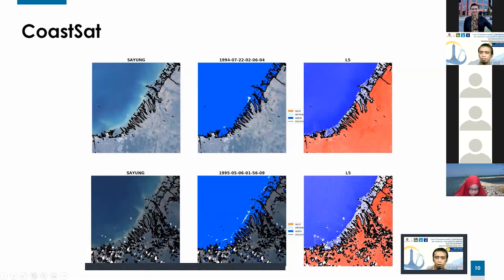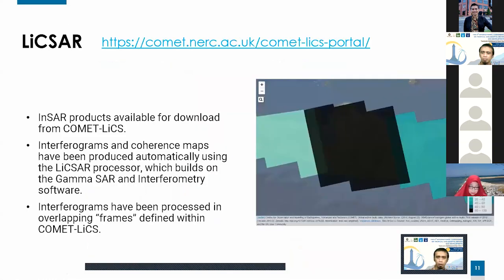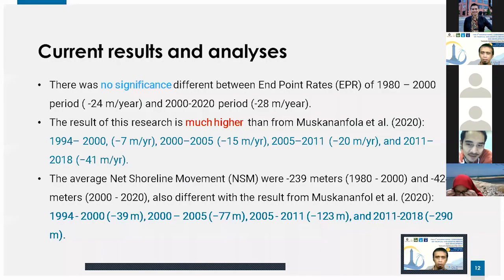we have this boundary reaching further into the land. So this is not a good result. That's why we decided not to use CoastSat. Instead, we chose to implement the Normalized Difference Water Index. And we use LiCSAR. This is a service available on the internet where we can download pairs of coherence, geocoherence, and geocorrected unwrapped imagery that we can use for the InSAR.